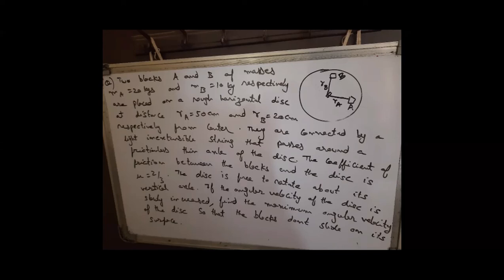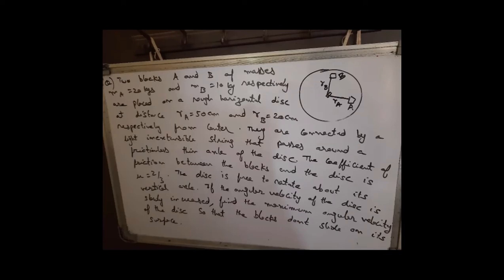Sir, can we assume that when the blocks are about to slide, the friction force, the tension will be zero for the block which was about to slide? So can we say that mu into normal force equals m omega square r and find omega? No, when they are about to slide, tension will not be zero. Tension will be developed in the string. It won't be zero at that point.